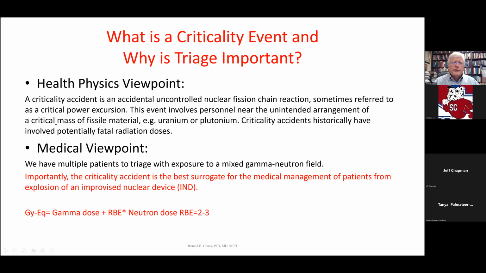So just to start off, to get us on the same wavelength, what is a criticality event? From a health physics or nuclear engineering viewpoint, it's pretty interesting. It's an accidental, uncontrolled nuclear fission chain reaction, sometimes called a critical power excursion. From a personnel point of view, generally people are around the thing. So there's an unintended critical mass and a power excursion, and these criticality accidents have historically involved potentially fatal radiation doses.